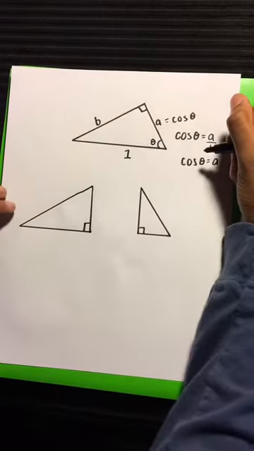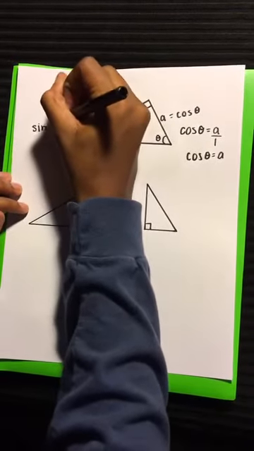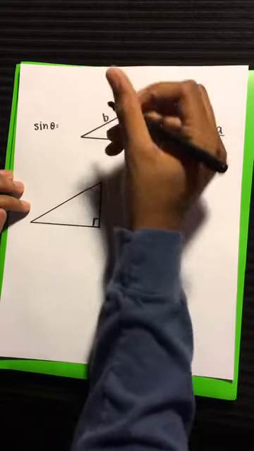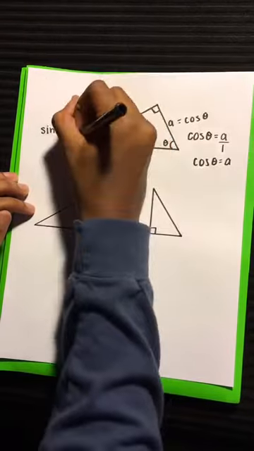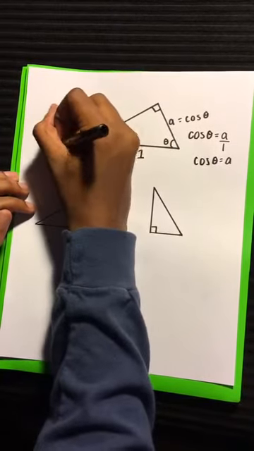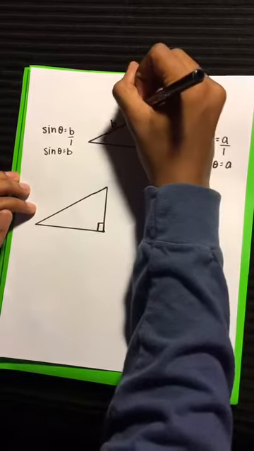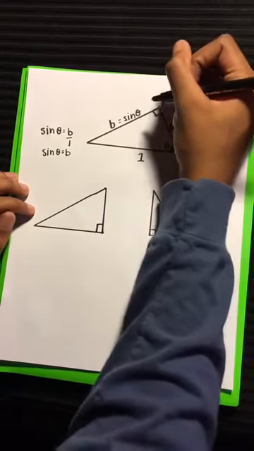And next you find sine. The sine ratio is opposite leg over hypotenuse. Here the opposite leg is B, and you put that over the hypotenuse, which is 1. And then B divided by 1 just gives you B. And you substitute that in, and you get B equals sine theta.